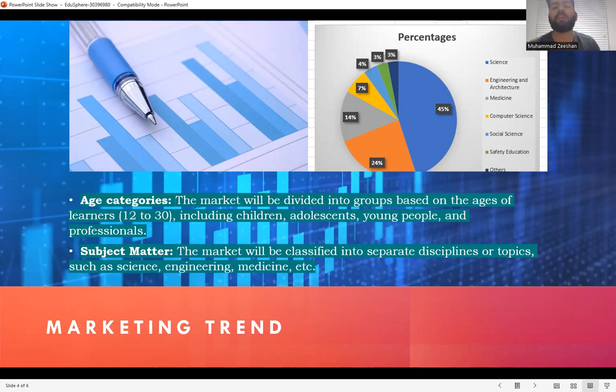Here you can see in the pie chart that 45% of the use of virtual reality is in science, then 24% in engineering and architecture, then 14% in medicine, then 7% in computer science, 4% in social science, 3% in safety education, and 3% is all other related stuff like recreational activities. So now we will move to the next slide.